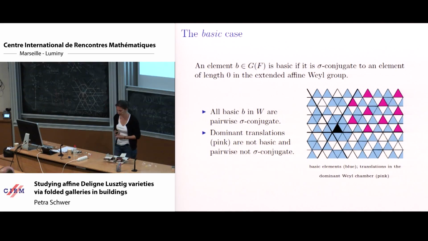Basic means you're an element in G of F, and you can generalize the affine Weyl group. So as I said, this affine Weyl group is a semi-direct product of the spherical Weyl group times the co-root lattice, T. Instead of taking the co-root lattice, you can take the co-weight lattice.